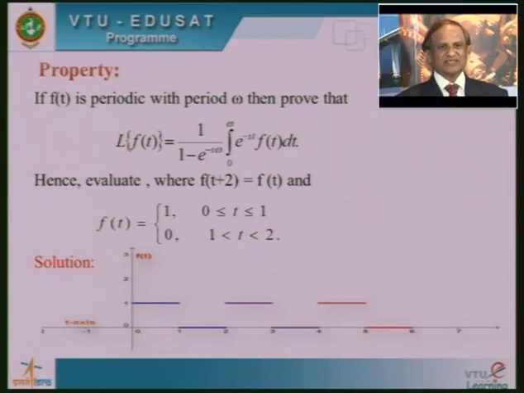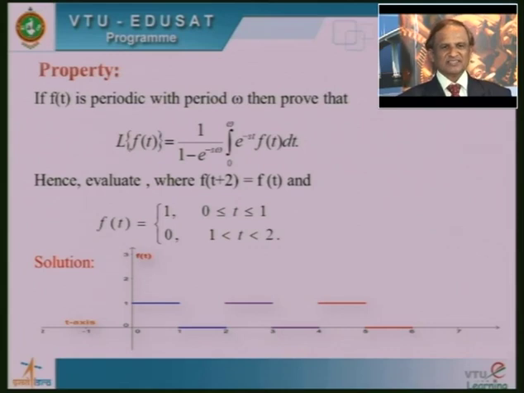Hence, evaluate where f(t + 2) = f(t) and f(t) = 1 for 0 ≤ t < 1, and 0 for 1 < t < 2. It means first we want to prove the left-hand side equals the right-hand side. Then we use it as a formula to find the Laplace transform of the given function. Here, what is the given function? It is 1 on the interval 0 to 1 and 0 on the interval 1 to 2.